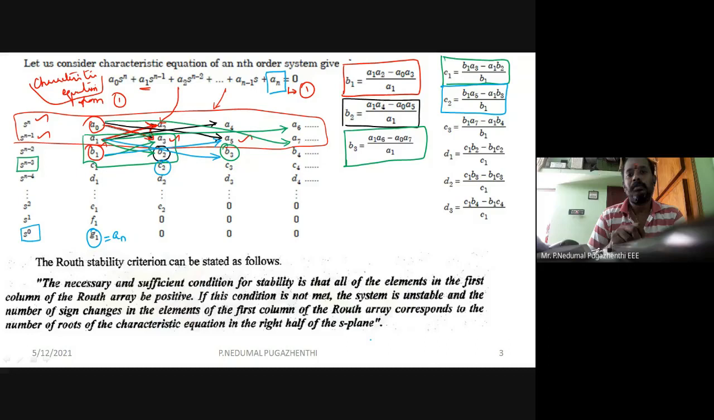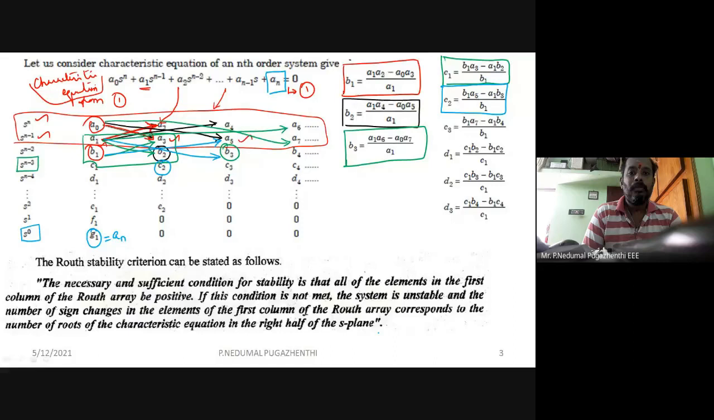Any doubts so far? Routh array? Any doubts? Hello? Everybody in the class, I want everybody to respond. Only 4 are coming out.